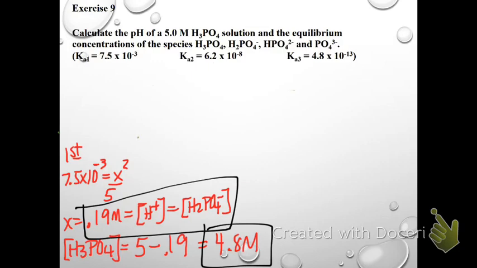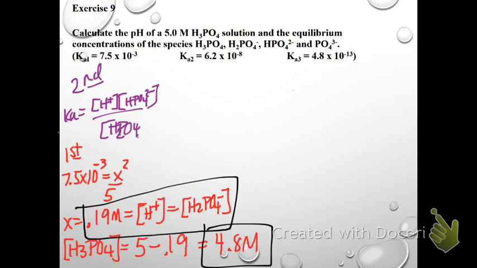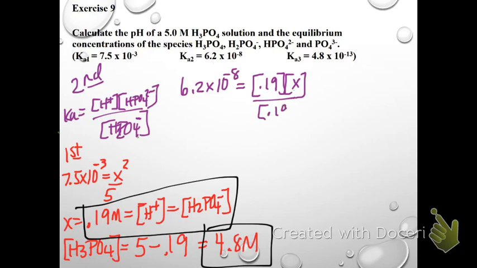Now for the second dissociation, remember Ka for the second dissociation is going to look like this: H plus times HPO4 2 minus over H2PO4 minus, going back and looking at your reaction. So that means I'm going to have 6.2 times 10 to the negative 8 equals 0.19 x over 0.19.